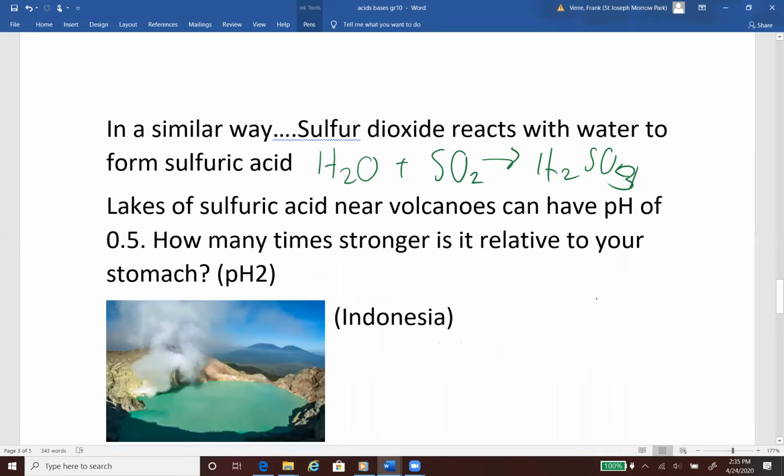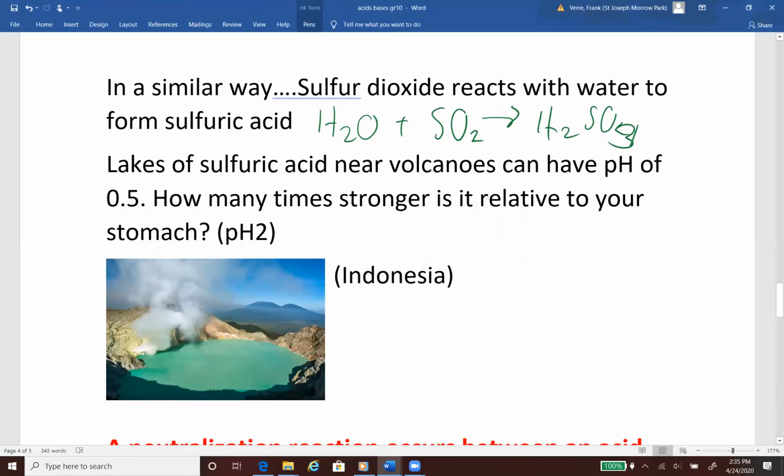But the sulfuric acid produced from the sulfur dioxide in the water actually produces a lake that is so acidic that it's more acidic than your stomach. In fact, the scale said that the stomach acid was about 1. It's actually 2, from what I remember. This lake has a pH of about 0.5.